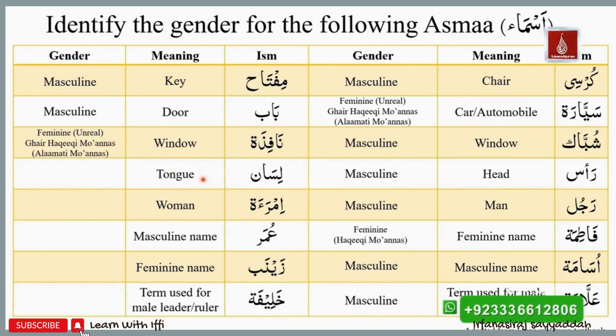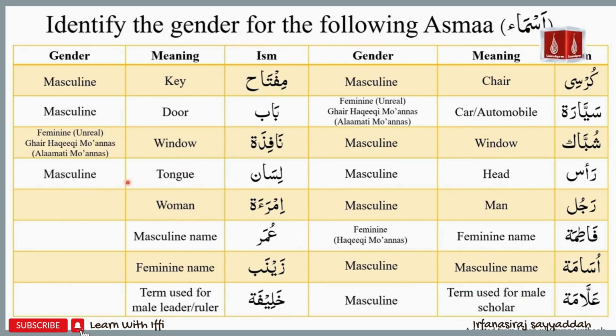Lisan means tongue, which refers to a singular part of the body, so it will be used in the masculine sense. Imra'ah means woman. This is clearly feminine or hakiki muannas. Umar is typically used as a masculine name. This will clearly make it masculine. Zainab, on the other hand, is a feminine name, and it will make it real feminine or hakiki muannas.